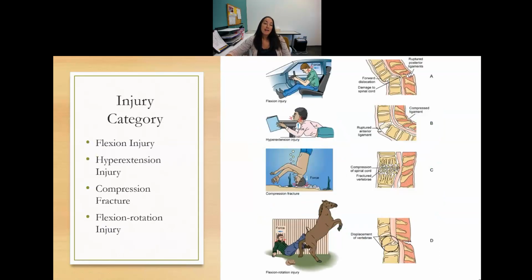So some of the categories: there are flexion injuries, hyperextension injuries, compression injuries, and then flexion rotation injuries. We'll learn later that some of the angular or rotational injuries are more detrimental. Remember, we talked about that with concussion on the last lecture, because the brain stem is kind of pulled away from the brain matter, and so it can have more negative effects with rotational forces.